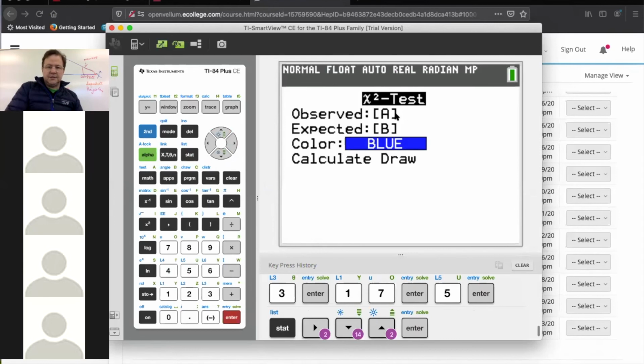And as you can see, observed is A. You could have chosen a different letter other than A for your matrix. If you did, then make sure that you have the right thing there. And then the expected is going to be computed automatically in another matrix. I'm going to just let it be B, just something else.